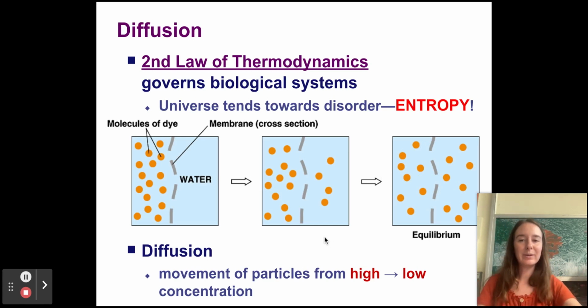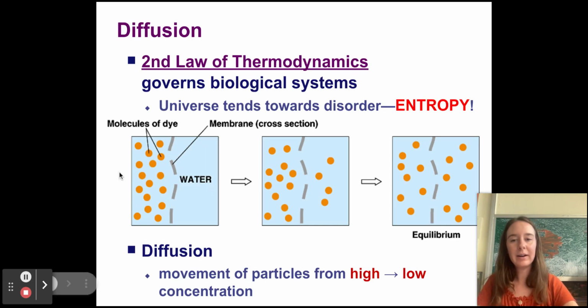Now, how did the molecules move? Notice that they moved from an area of high concentration. High concentration means there is more dye compared to the water, to an area of low concentration. There was no dye on this side.